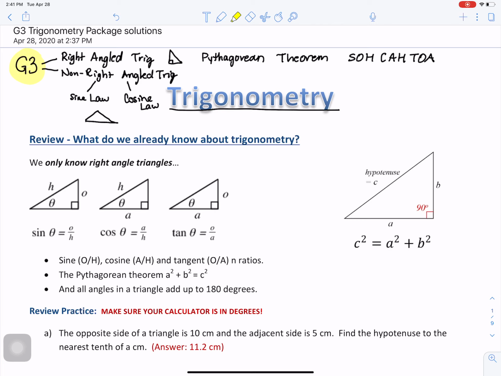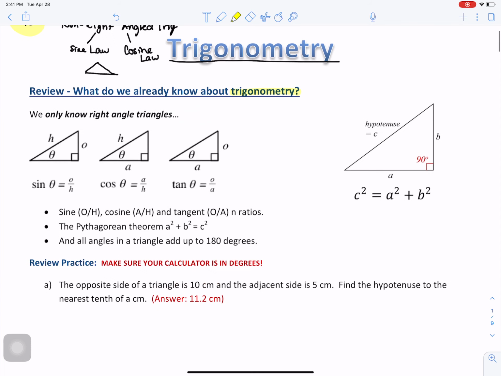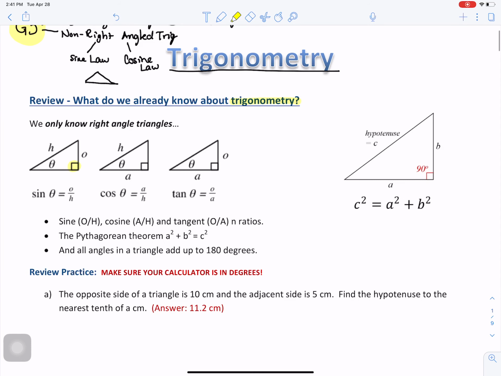Before we head there, we're going to review a little bit of what we already know about trig, which is our right angle trig. We will always see this little square in here indicating that that's a 90-degree angle. And when that is true, we can use our SOHCAHTOA.